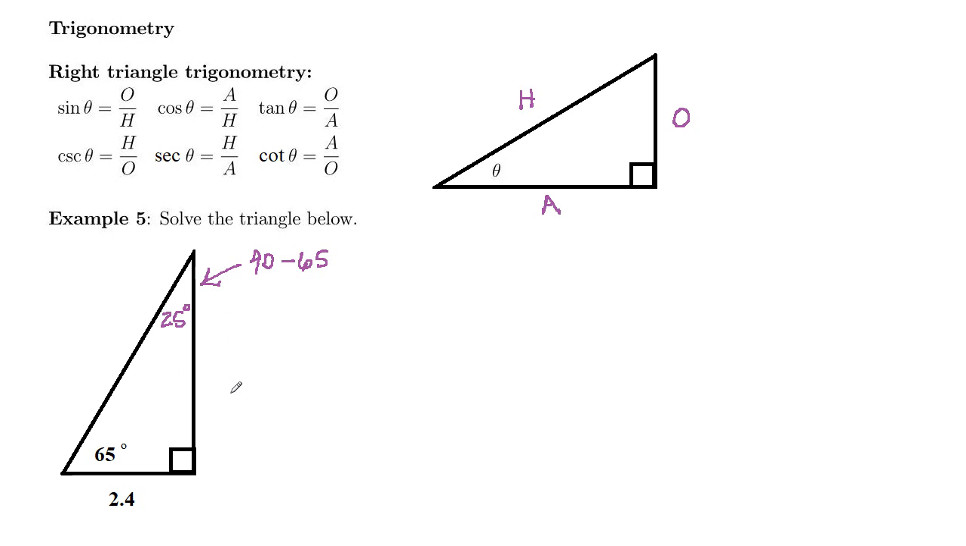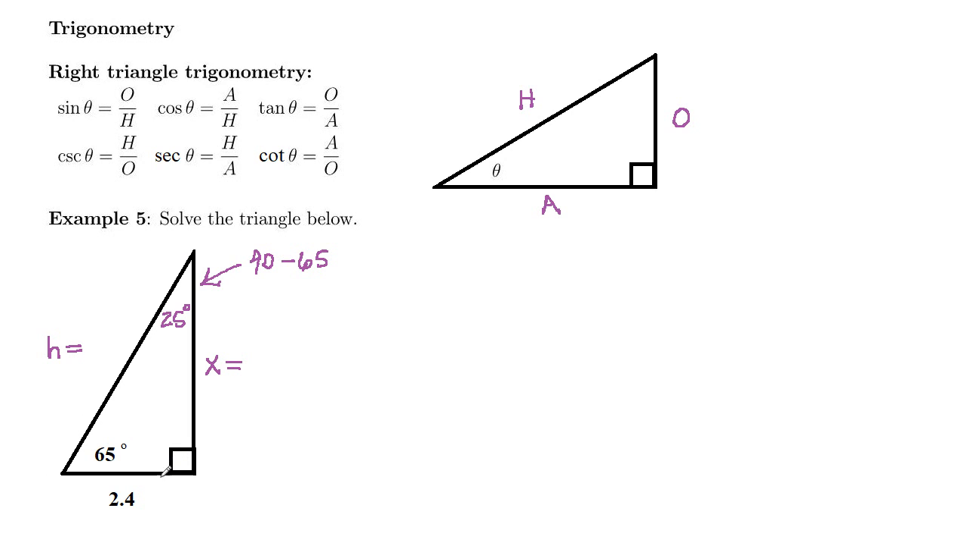So we've got our angles, and then this leg here, let's go ahead and use the 65 degree angle. So in relation to the 65 degree angle, that's our opposite side. Let's call that X. And then this is our hypotenuse. Let's go ahead and call that H.